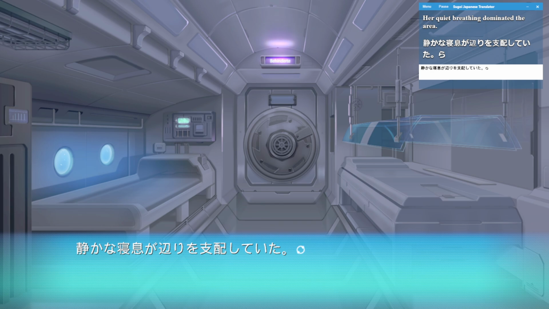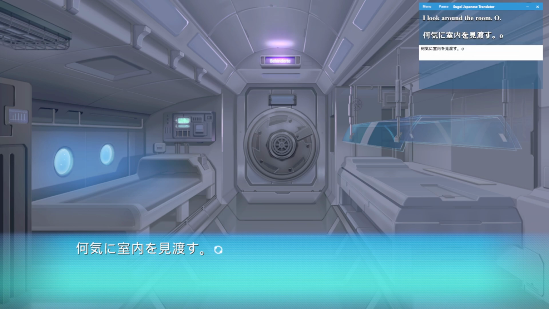Quiet breathing dominated the area. I didn't think at the time that "her" was part of the original line. I think that would just be the offline translator inserting a pronoun, because Japanese oftentimes leaves them out. I look around the room at the people that are sleeping. I saw Sara, you, and Takeshi sleeping.